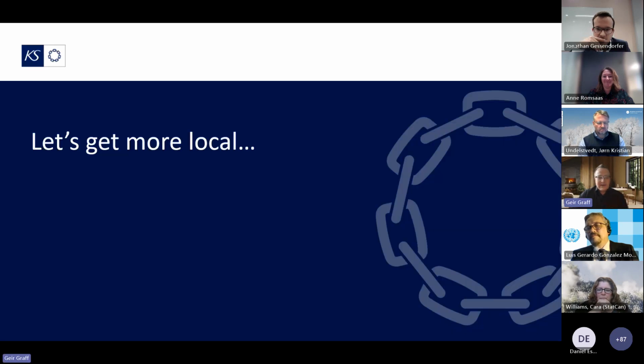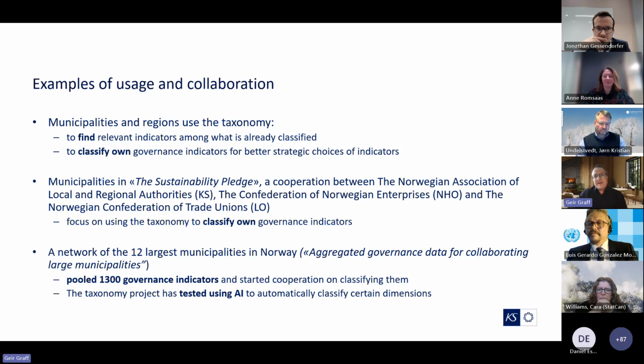Let's get more local then and have a look at the municipal level. We have been using the taxonomy to do three things mostly, together with the municipalities. So that is, of course, to give them access to the sorted indicators, the classified indicators, so that they can look through them and see what they could need as a municipality in the authoritative SDG sets.